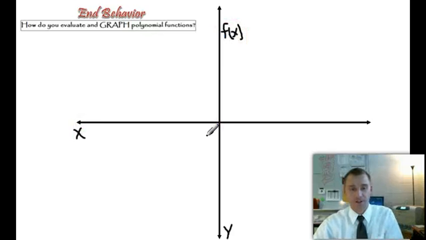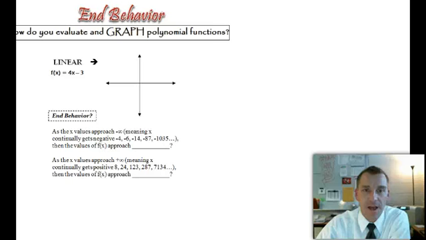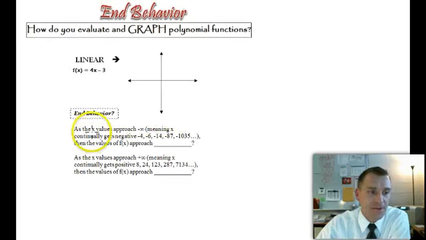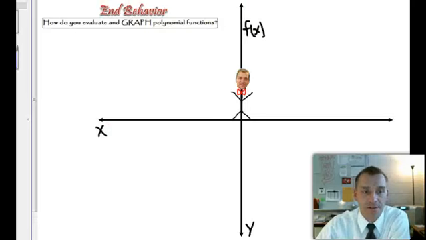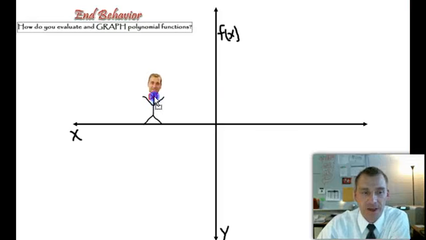Regardless, here's what you need to write. I'll draw myself as a little stick figure. If this is me, and I go back to this example that says the x values approach negative infinity, meaning the x values continually get more negative, that means this. As I'm standing here at the origin, if I keep walking along the x-axis, I'm getting more and more negative.